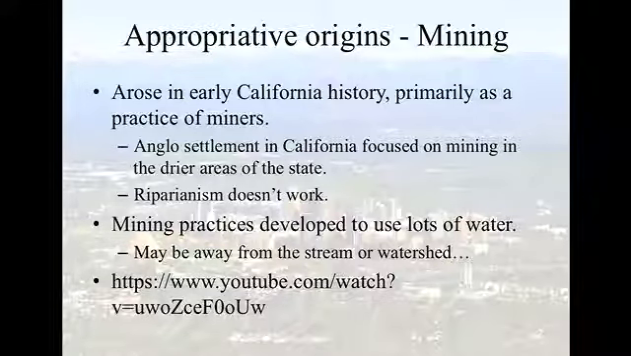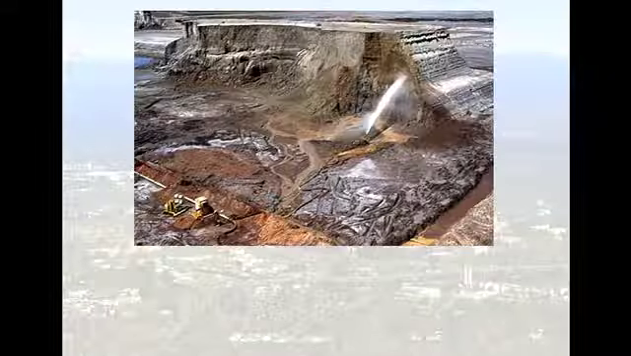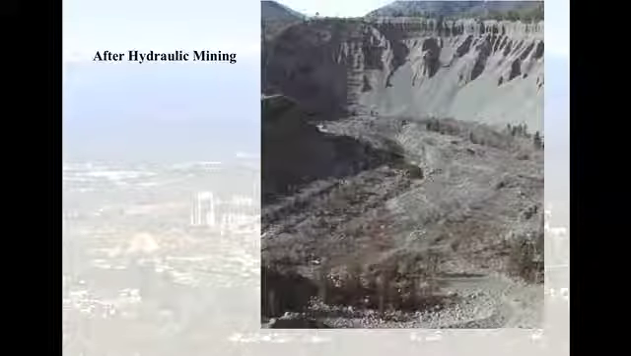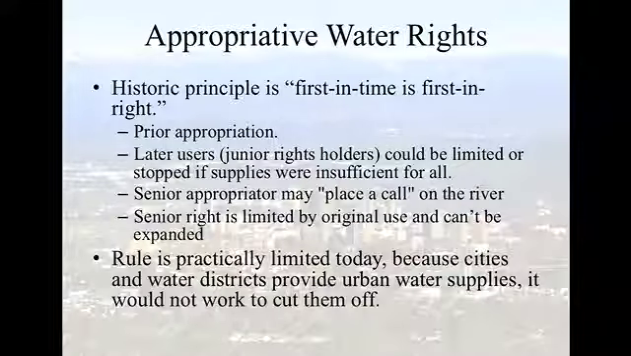Okay, so riparianism doesn't work. Mining practices that we're doing are using tons of water. They may even be outside of the watershed, so we can't just do it through traditional riparianism. Here's a nice example of all these old layers of sediment that the river has now moved away from, and they're just blasting that out. That's the Malakoff Diggins one, which we visit on the Cases and Places trip.